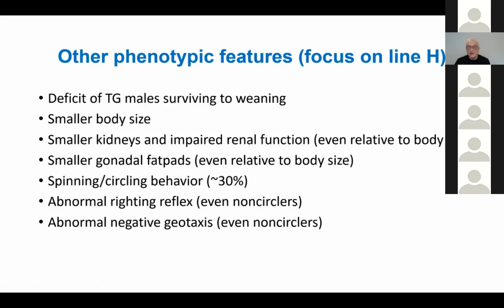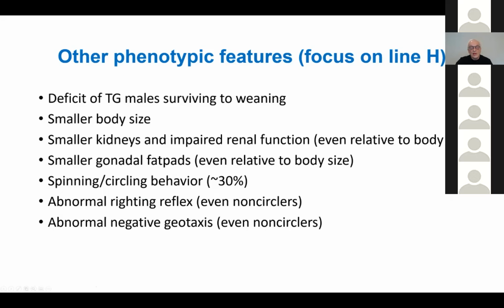But interestingly enough, everything I told you so far would be expected. What we did not expect is that there were multiple other somatic features in these mice. And specifically, many of the transgenic males did not survive to weaning, so that we had decreased survival of the transgenic males, and I will show you the data. The males that survived had smaller body size, and even the females had smaller body size, although the effect was smaller.